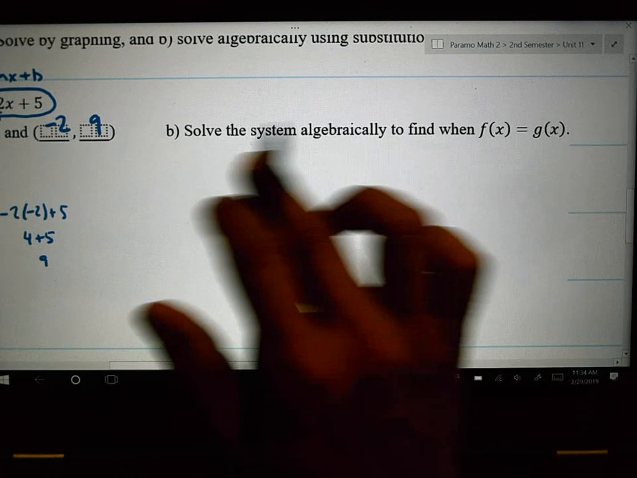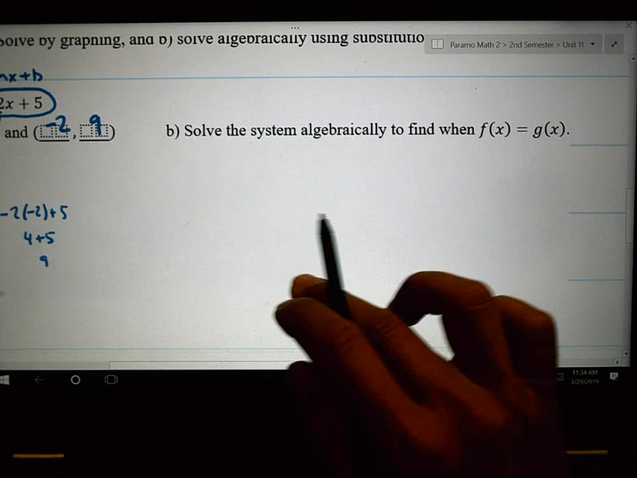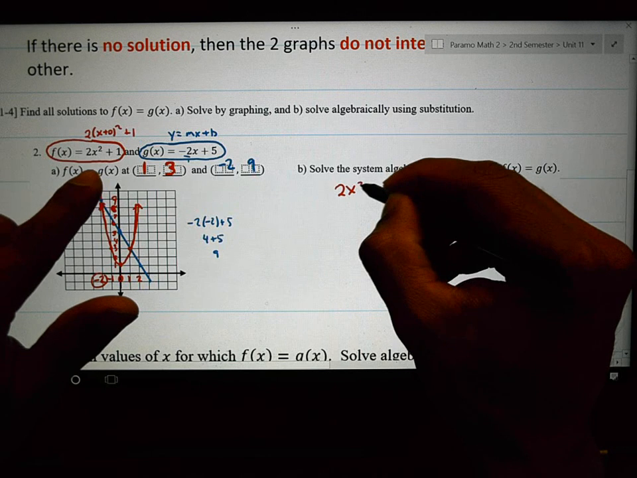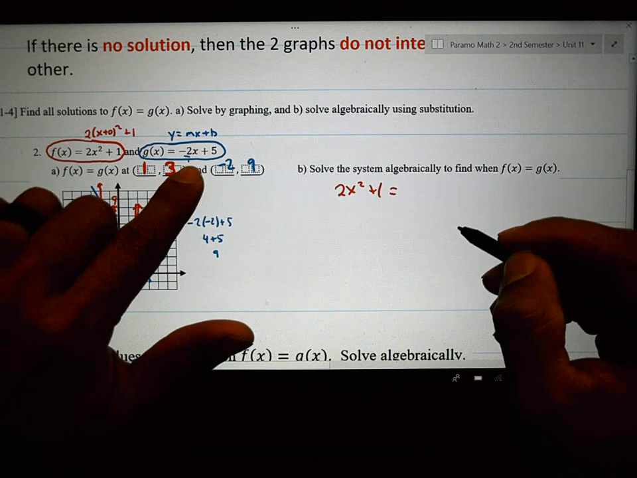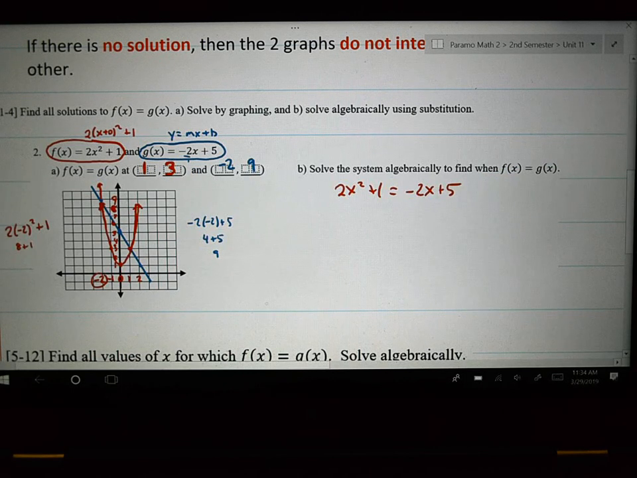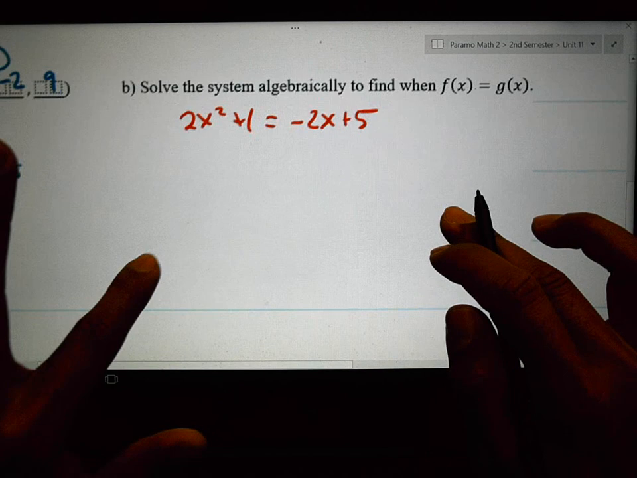Part B, solve the system algebraically to find out when f of x is equal to g of x. Well, what does that mean? That means that you can take this equation, the 2x squared plus 1, and you can set it equal to the -2x plus 5. We want to find out where these are equal to each other.